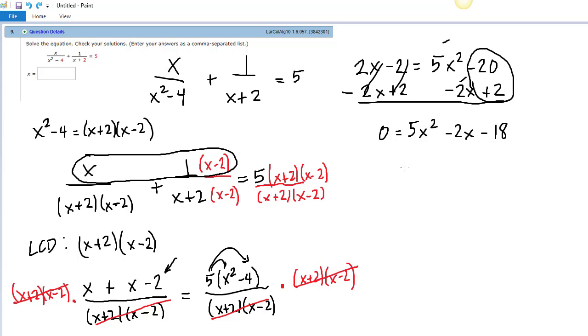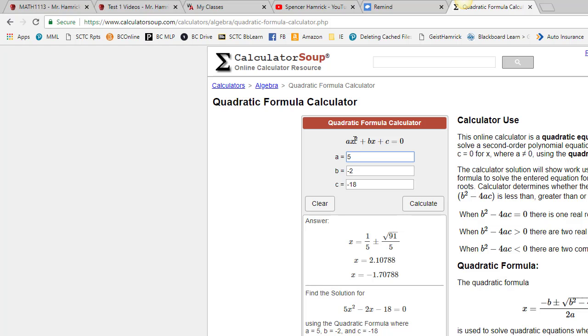And just in the interest of time here for the video, and in fact I would even encourage, if you're already comfortable with the quadratic formula on a problem like this, when you're doing the homework, just go look this up on the internet. So I'm going to show you what I did. I just typed quadratic formula calculator, and this brought up the first result. So my solution is going to be 1/5 plus or minus the square root of 91 over 5.